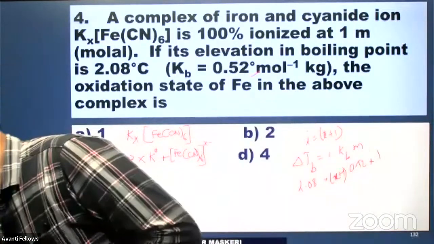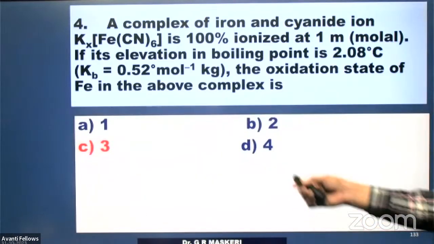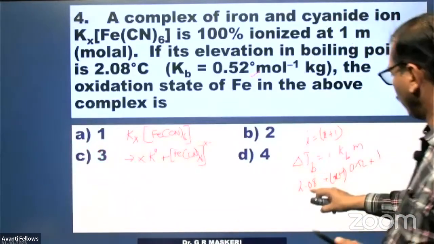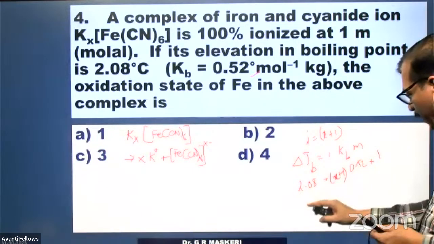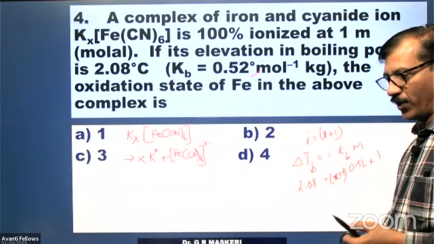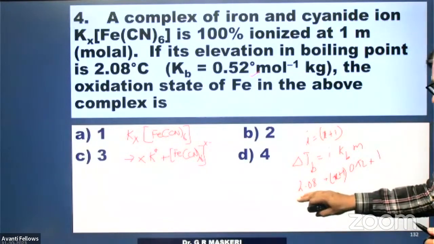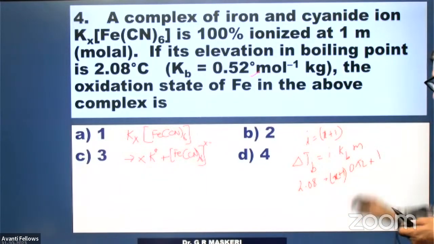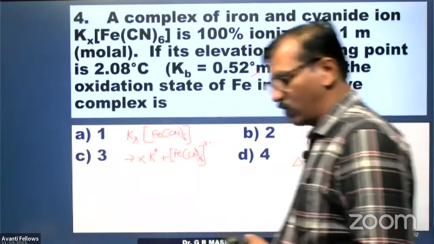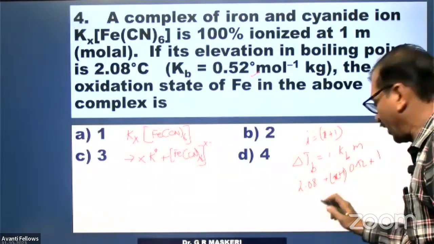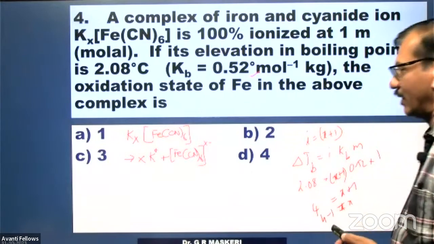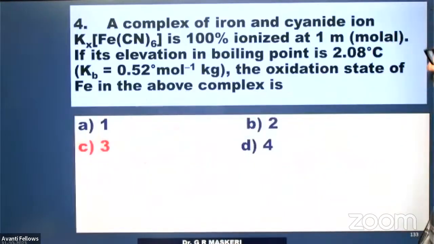So anybody had not done it? Okay. So this is 3. So I think you have told about the value 3 only, right? Only thing is that in the equation you have to do this calculation: 2.08 divided by 0.52. Whatever value you get, subtract 1 from it, and you are going to get the answer. 2.08 divided by 0.52 is 4, so 4 minus 1. Not very difficult. 4 is equal to X plus 1. Therefore, X is equal to 4 minus 1, that is 3. Hope you have understood.